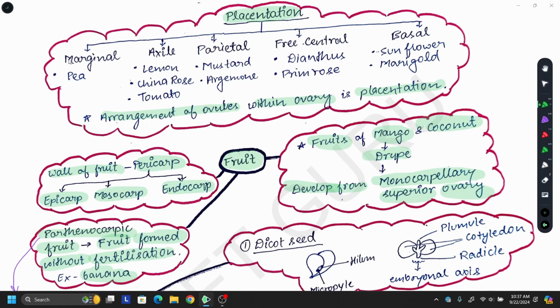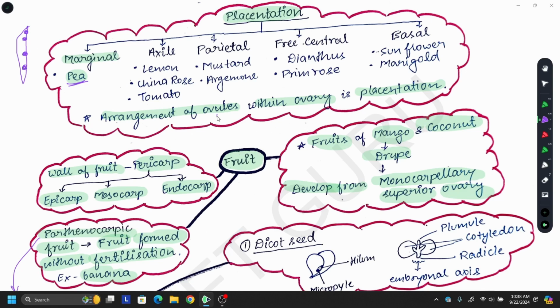There are many types of placentation. The first is marginal, which is seen in pea. Here, the ovules are arranged on the margin of the ovary. You have already seen a pea. The pod of a pea is kind of like this. Okay, this is the margin where the ovules are produced.